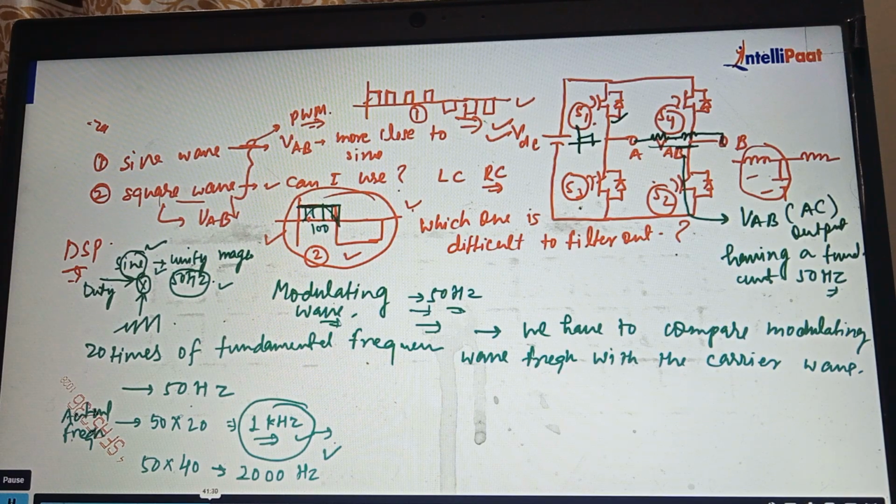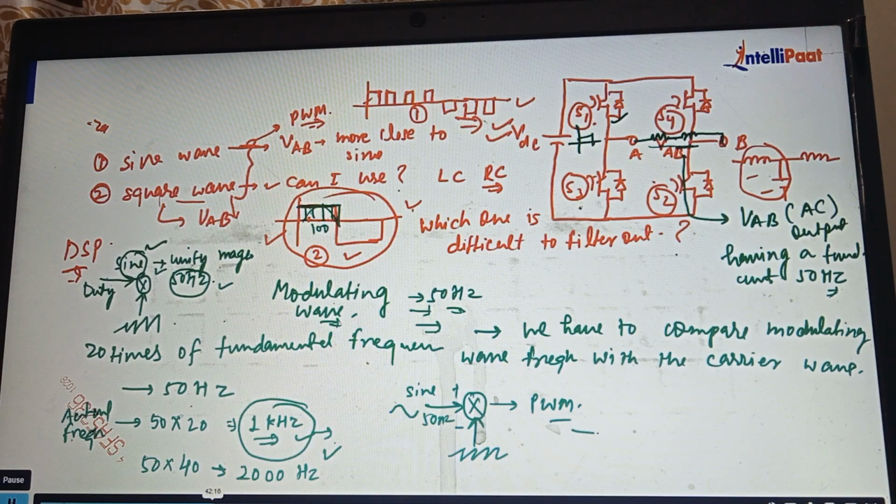Right? So if the modulating wave is coming as, let's suppose, a sine wave, the sine wave can be compared with the triangular one. Suppose this is the sine wave. So what we can do is take a reference signal of 50 hertz, and this is the carrier wave frequency of 2 kilohertz, 10 kilohertz, whatever you can consider, and that would be the PWM signal.